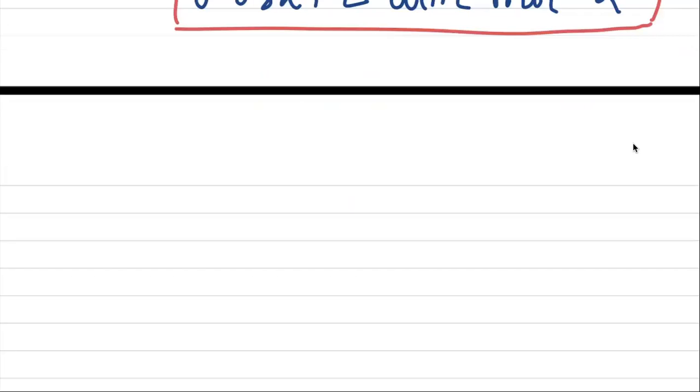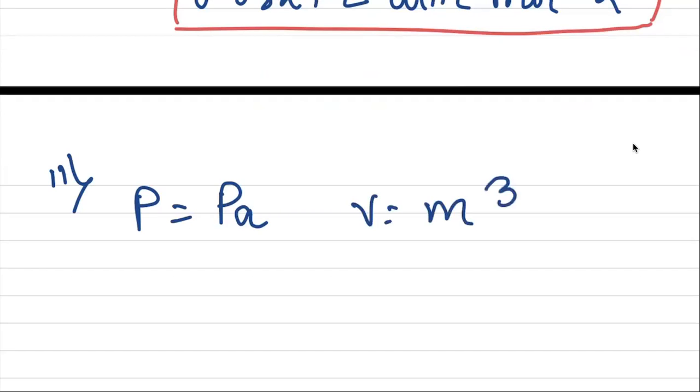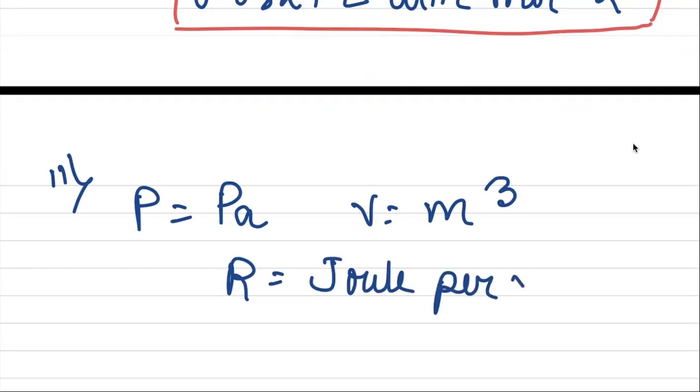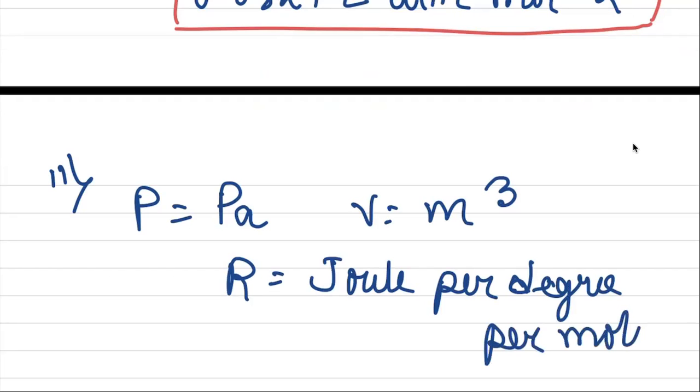Now, next is when pressure is expressed as Pa, that means in Pascal, and volume will be in meter cube. Then R will be expressed in joules per degree per mole.